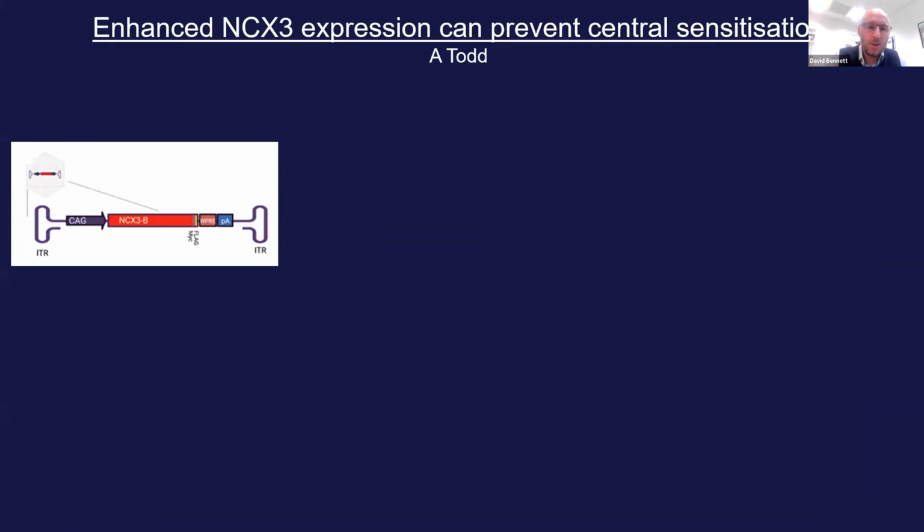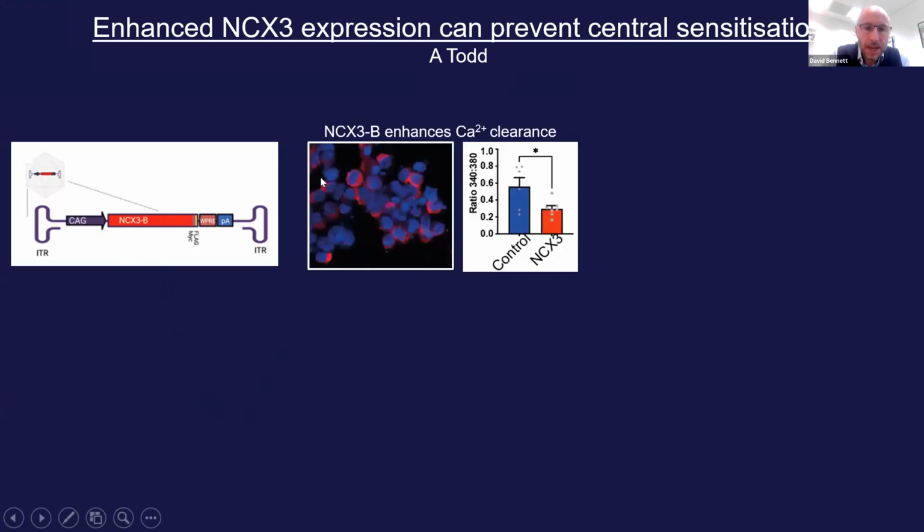The idea here is we've taken the neuronal isoform of NCX3 and put it into an adeno-associated virus. This is just a proof of concept. If we express it in HEK cells, we can see it where it should be, on the surface of those cells, and we find that it speeds up calcium clearance if we load these cells with calcium with ionomycin.